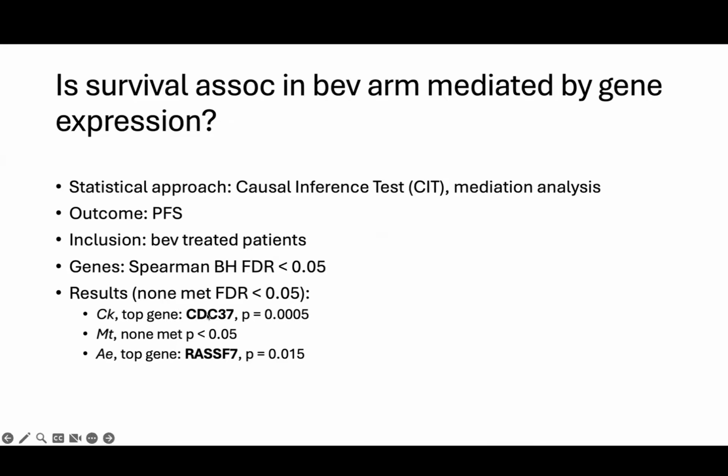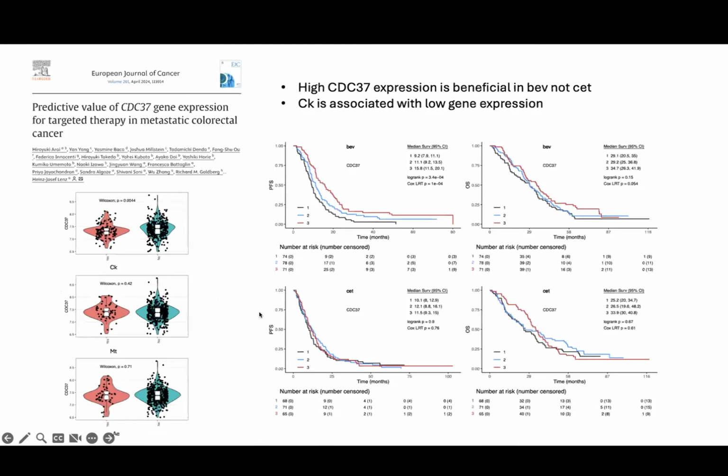a gene, CDC37, which we actually published on last year, that is consistent with mediation for the CK taxa. So the bacteria depresses expression of this gene, and the gene's low expression is associated with poor survival in patients treated with bevacizumab, but not cetuximab. And that's where I want to leave it.